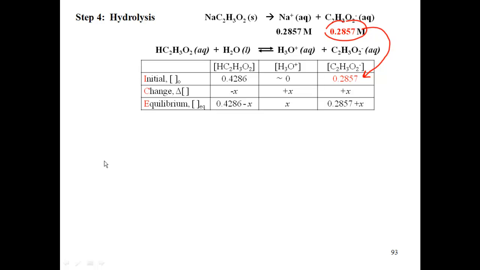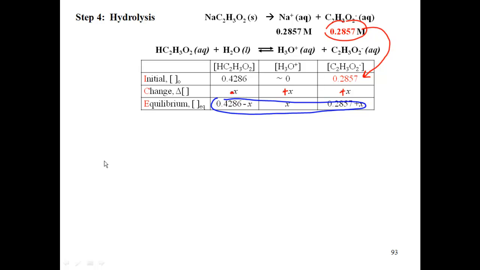Then we figure out which way this reaction is going to shift. It's going to have to shift to the right because I've got 0 hydronium, which means I've got minuses on my reactant side and pluses on my product side. I need some relationship between the substances. It's all 1:1, so we're going to say X change, so it's X, X, and X. Add them up for my equilibrium. I get 0.4286 minus X, X, 0.2857 plus X.